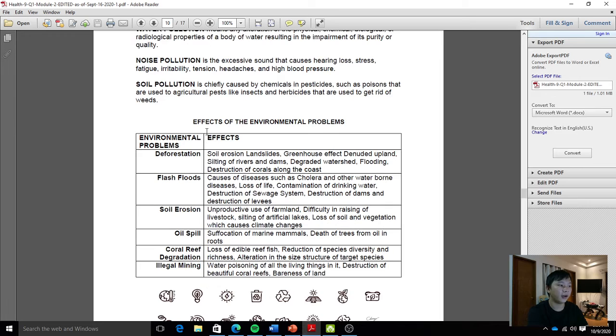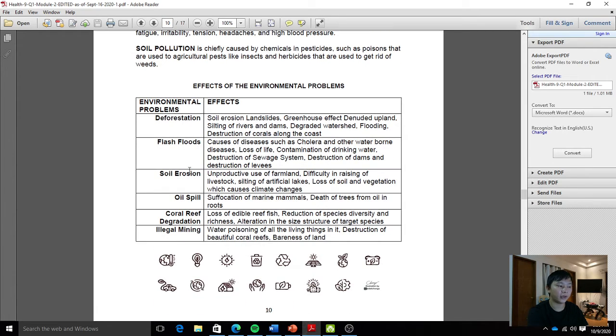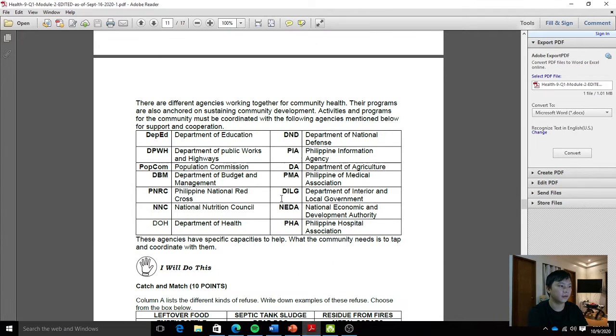So we also have the effects of environmental problems. What are the environmental problems? We have deforestation, flash flood, soil erosion, oil spill, coral reef, illegal mining. What are their effects? These are them. Okay? So we have the different organizations and departments: DepEd, DPWH, POPCOM, DBM, PNRC, DOH, DND, PEA, DA, PMA, DILG, NEDA, and PHA.